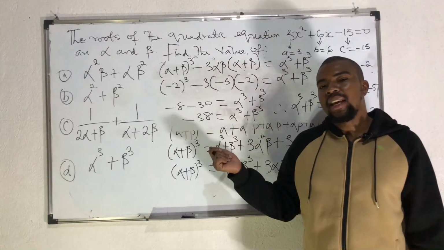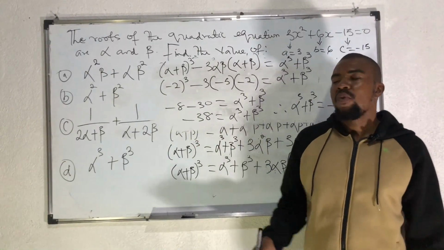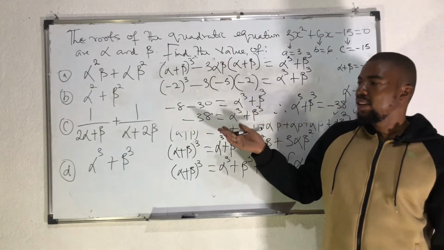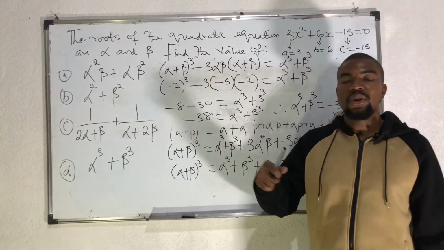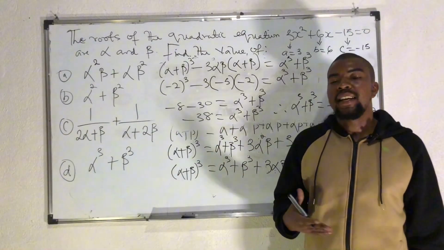And here we come to the end of today's interesting lesson, where we've talked about how to evaluate properties of quadratic roots, otherwise known as alpha and beta.